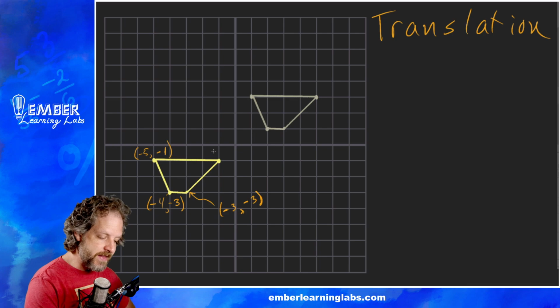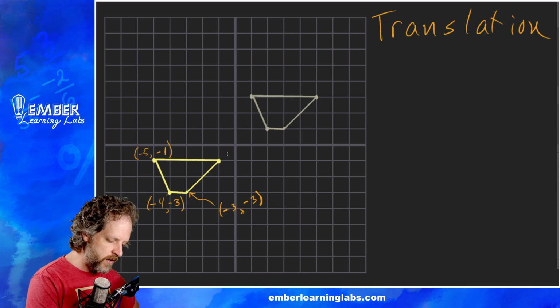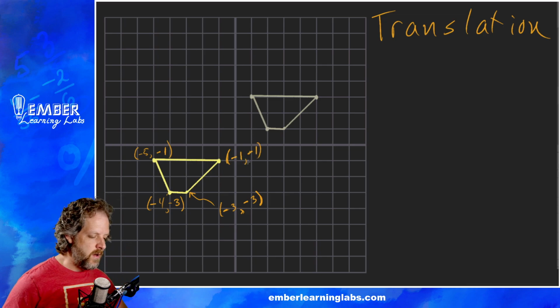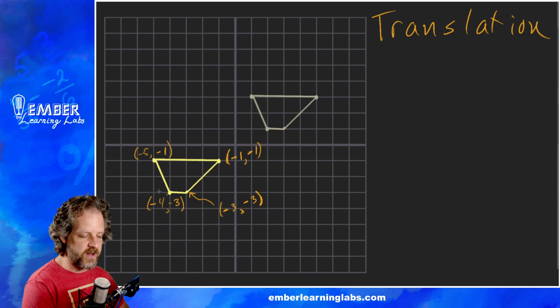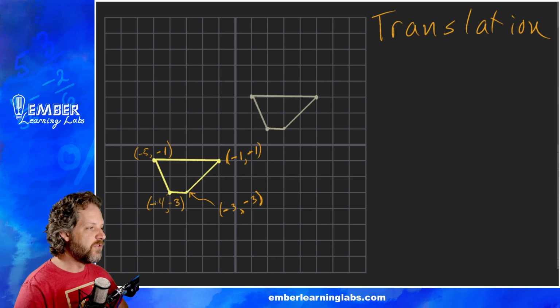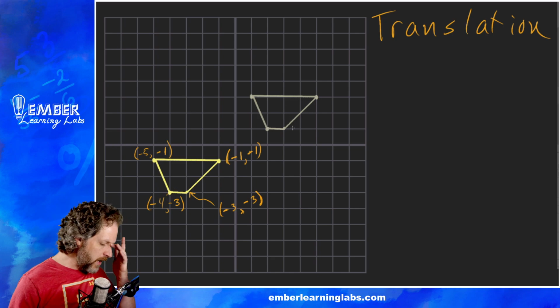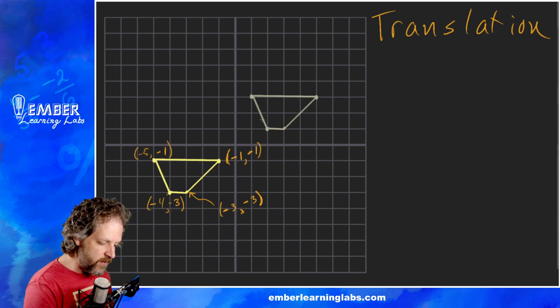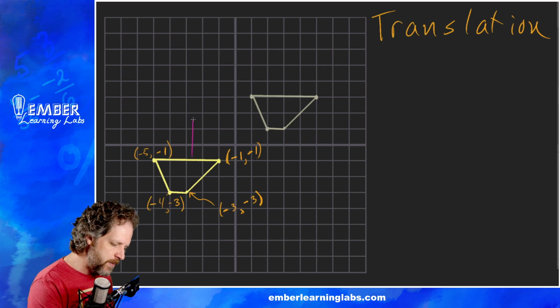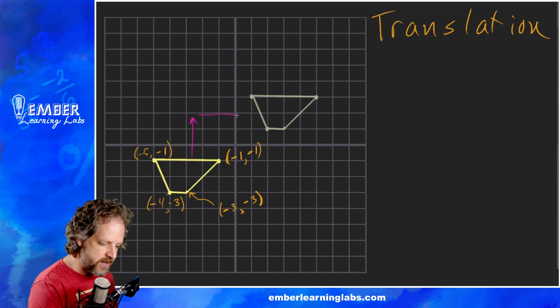So there it is. All right, this last point is at negative 1, negative 1, right? So that's the vertices of this trapezoid. So where are the vertices of this one? Well, let's talk about these in terms of movement. We took this and translated it up and to the right. That's how we moved it. We went up and then we went to the right.